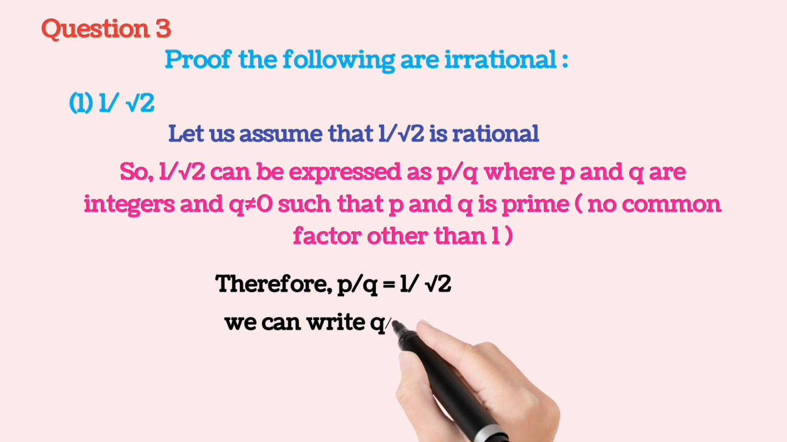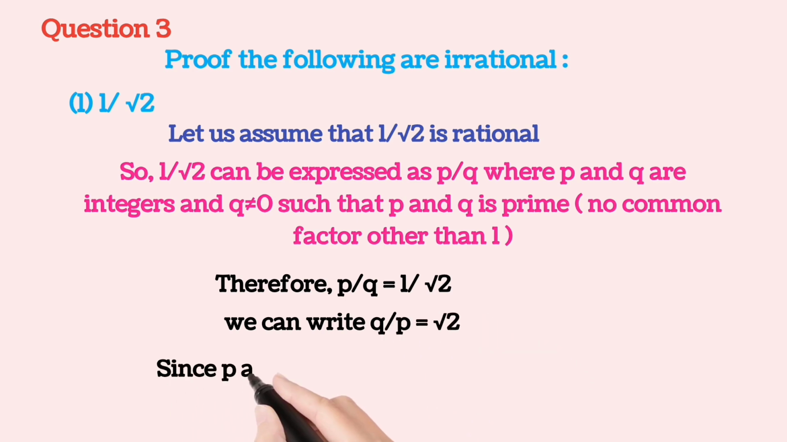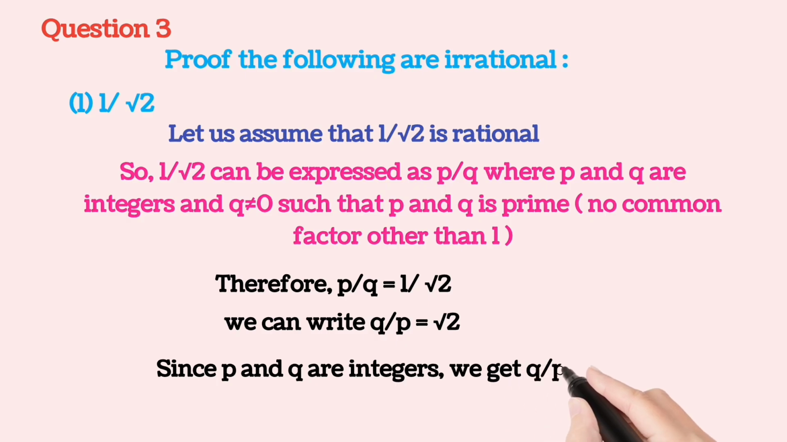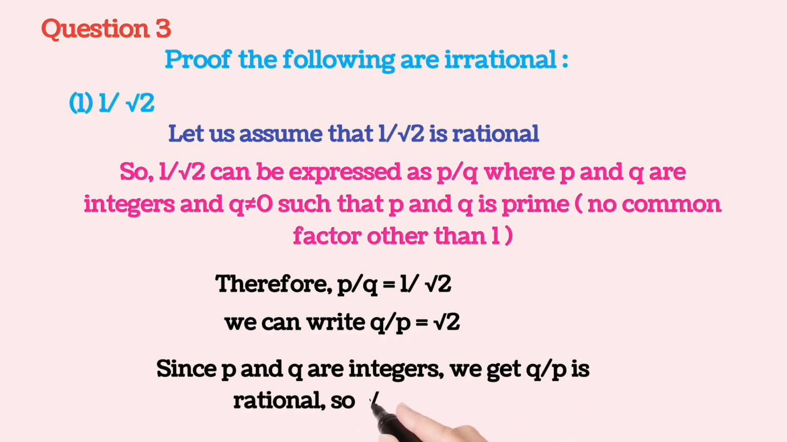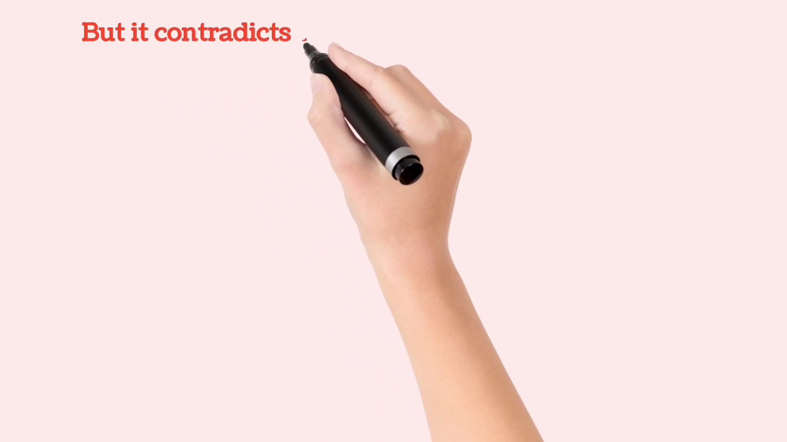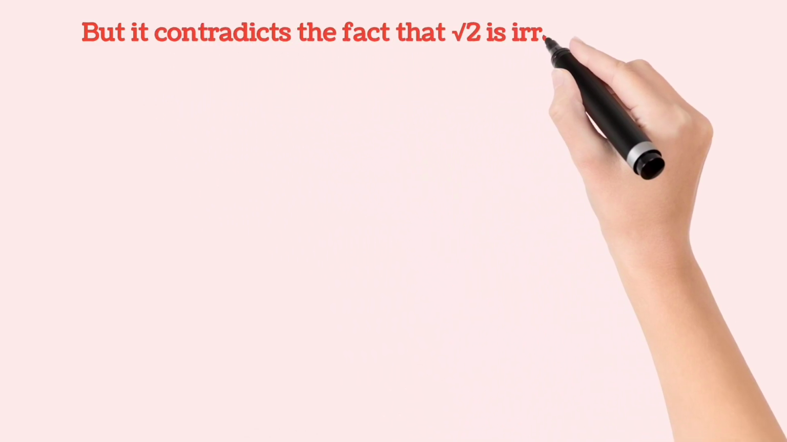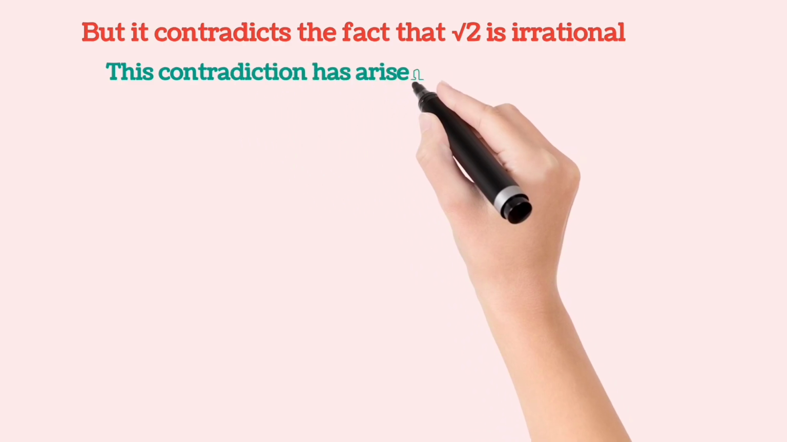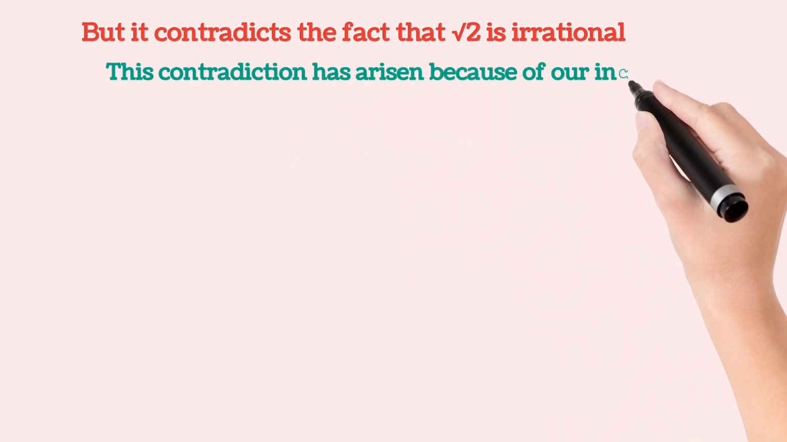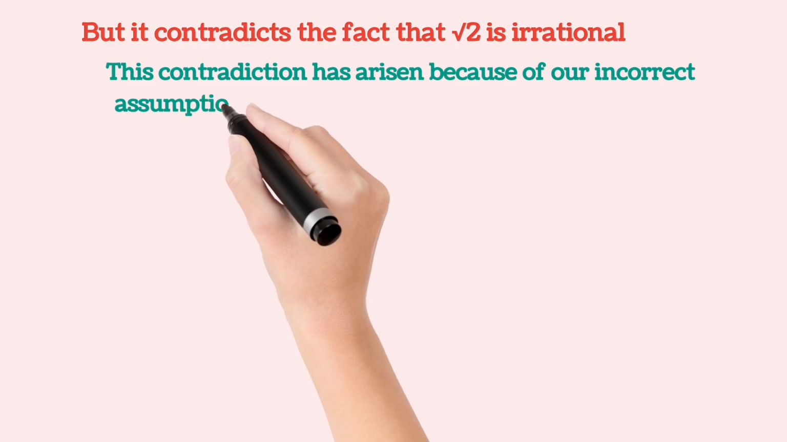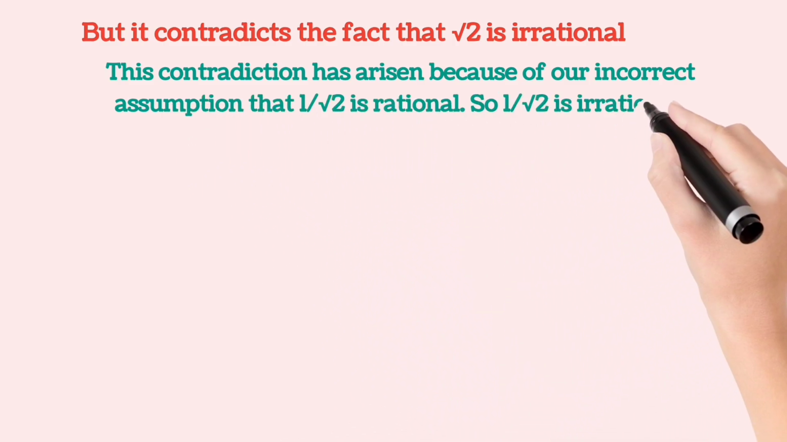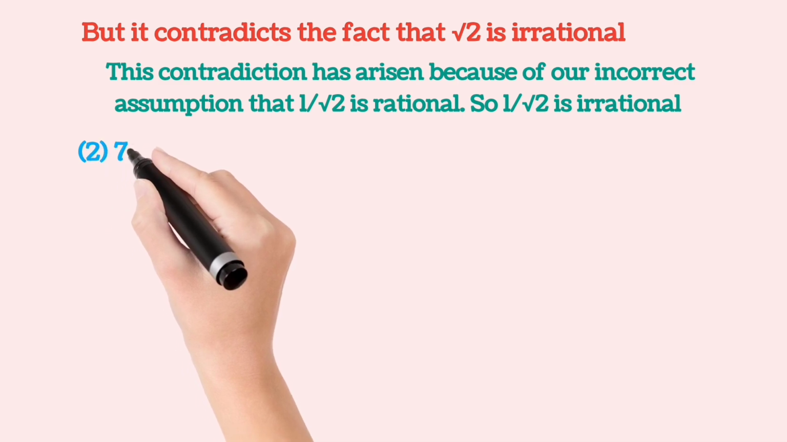We can write q by p equal to root 2. Since p and q are integers, q by p is rational, so root 2 is rational. But it contradicts the fact that root 2 is irrational. This contradiction has arisen because of our incorrect assumption that 1 by root 2 is rational, so 1 by root 2 is irrational.